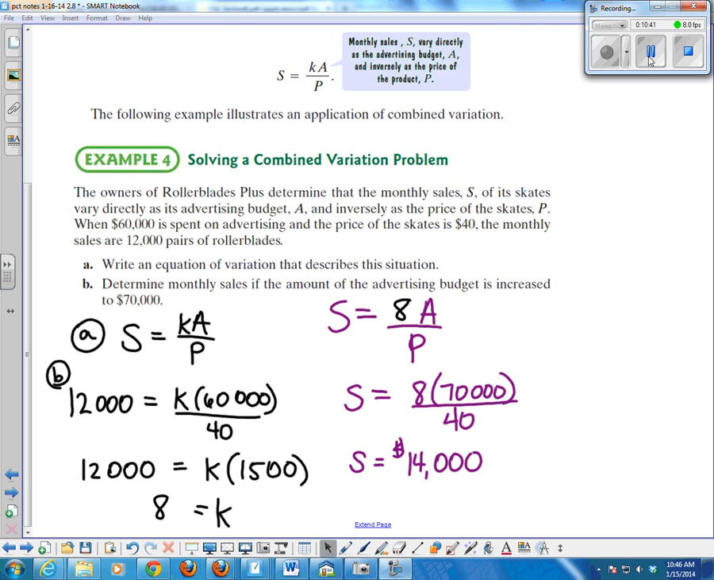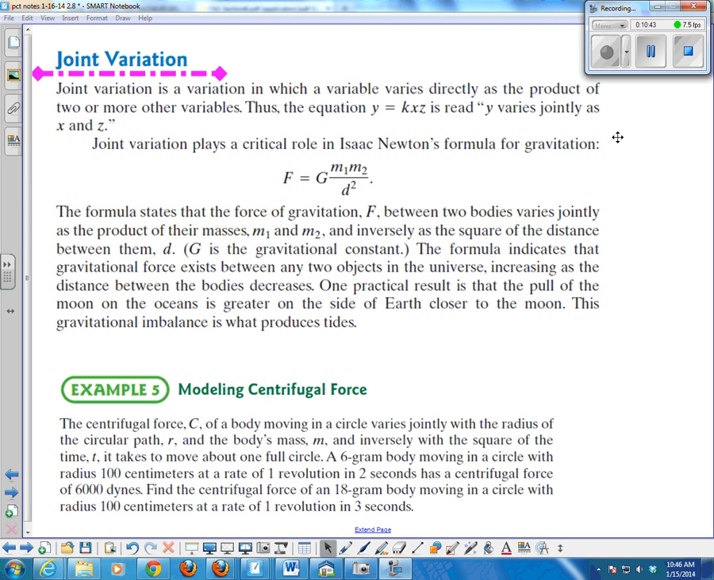Okay, turn the page. All right, last type of variation is joint variation. This is like combined variation. It just has multiple variables, usually 3 or 4 or more.